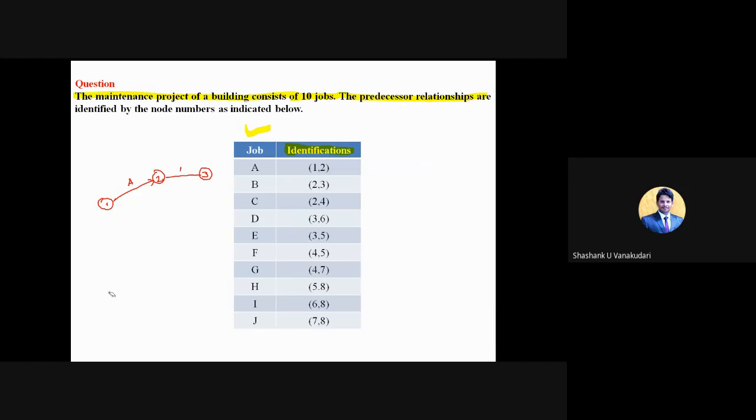So this activity B connects 2 comma 3. Similarly, activity C is 2 comma 4. Randomly you can draw, and later you can alter those. So for 2 comma 4 I can write activity C here, and similarly activity D, that is 3 comma 6. Like that you need to draw the further part.